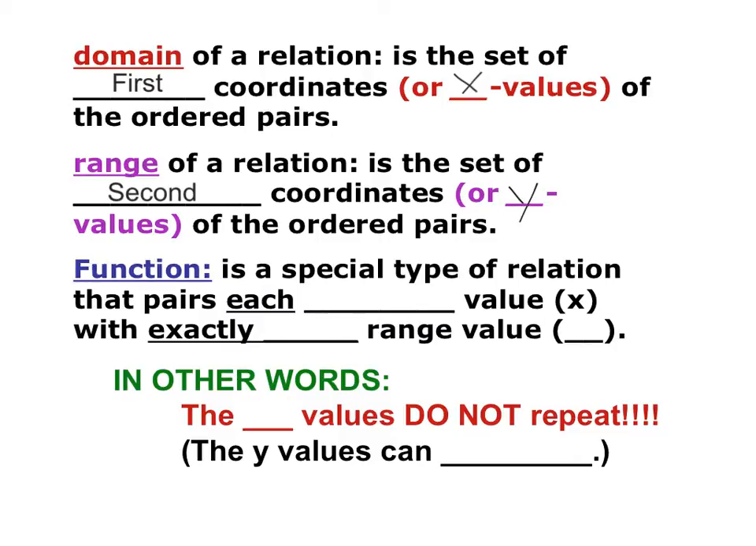Why is this important to understand? Well, it increases our understanding of determining whether or not a relation is a function. A function is a special type of relation that pairs each domain value, or your x, with exactly one range value, which is also your y. In other words, the x values do not repeat, and I would make sure that you really get that down because that's the important piece here. However, the y values can repeat.